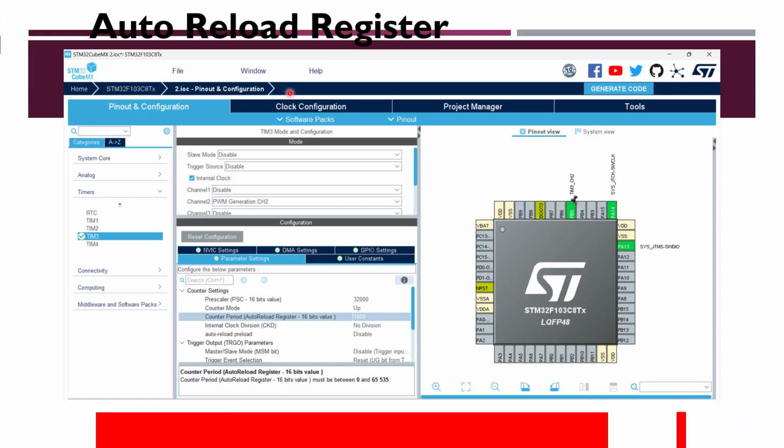So here the channel 2 is the PWM generator, and here the parameters are given. From master to slave, modules are enabled and all others are disabled. Okay, so TIM timer 3 is used here. So this is the configuration for pinout and configuration.